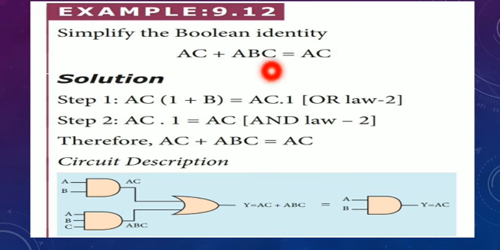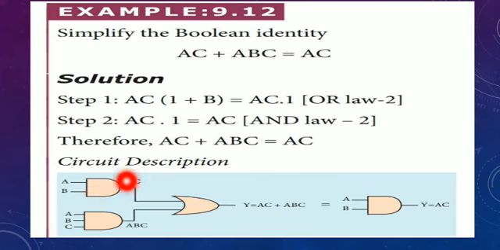Therefore, AC into 1, what will come? AC. That is A into 1, A. That's why AC into 1 is AC. Therefore, AC plus ABC is equal to AC. That is proved. So for this output, I draw the diagram.